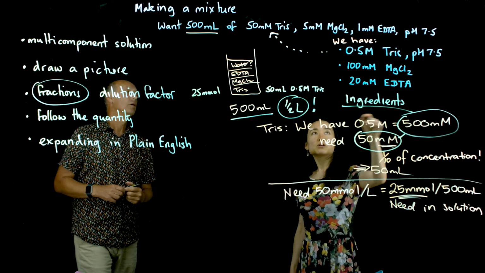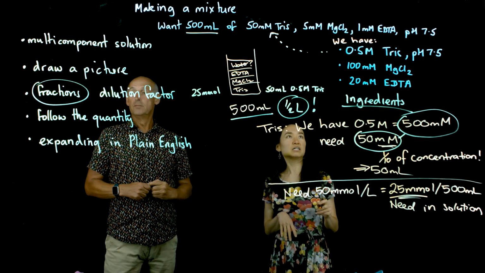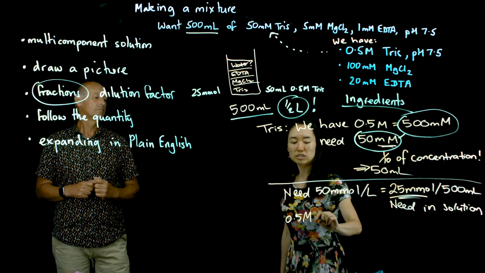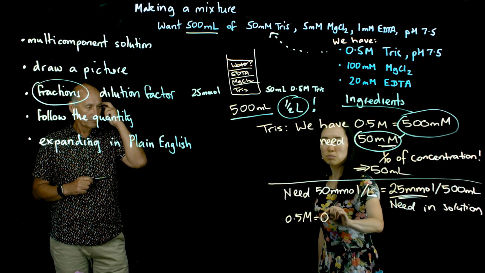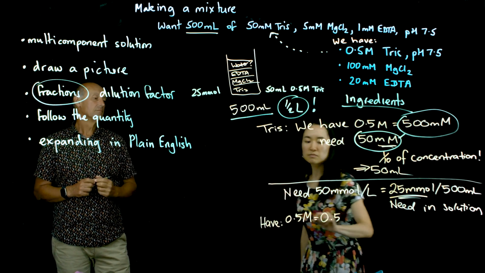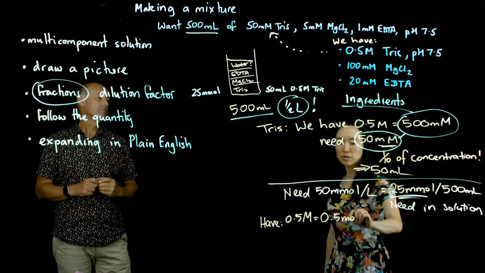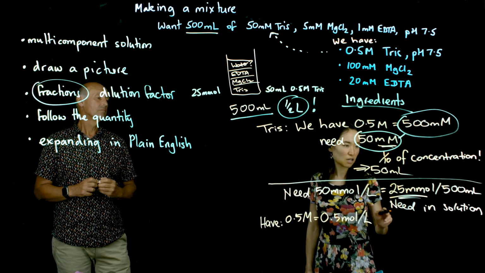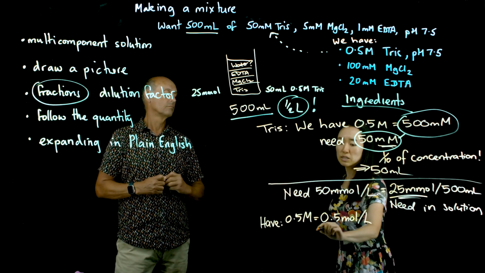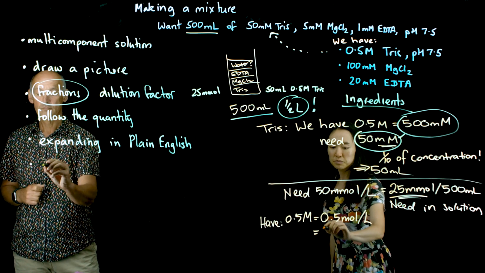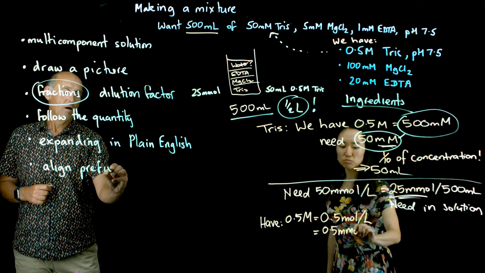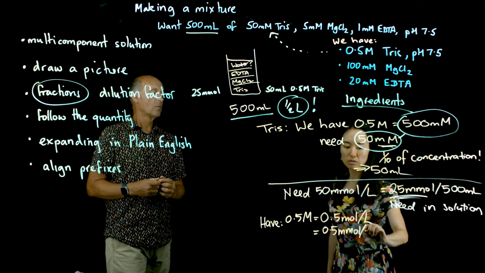Okay, so this is where we go back to what we have in our cupboard, which is the 0.5 molar Tris. So this is what we have: 0.5 moles per litre. Writing that out, we're working in millimoles, so we can take that down using prefixes just to make it close to the scale that we're working in.